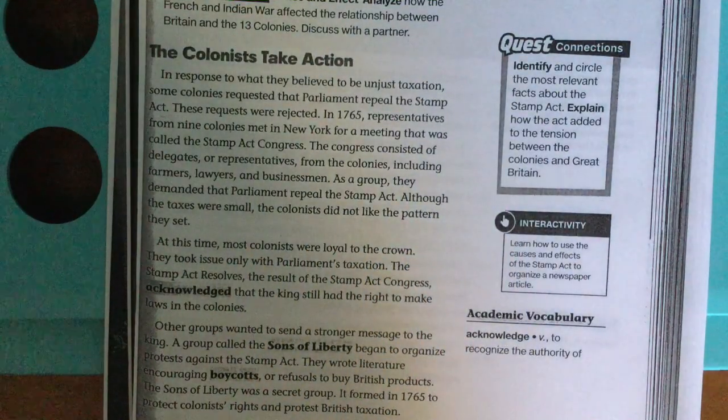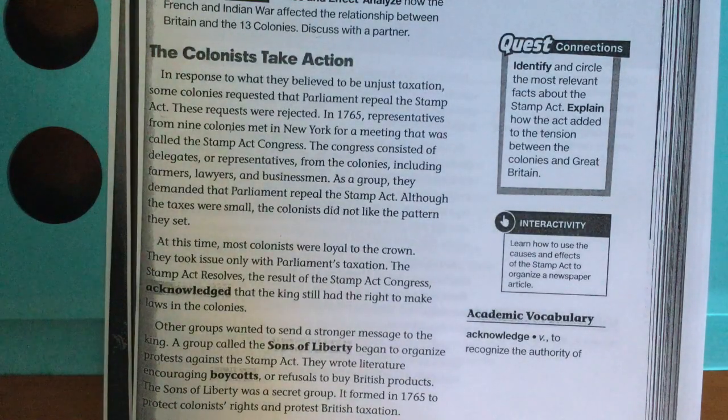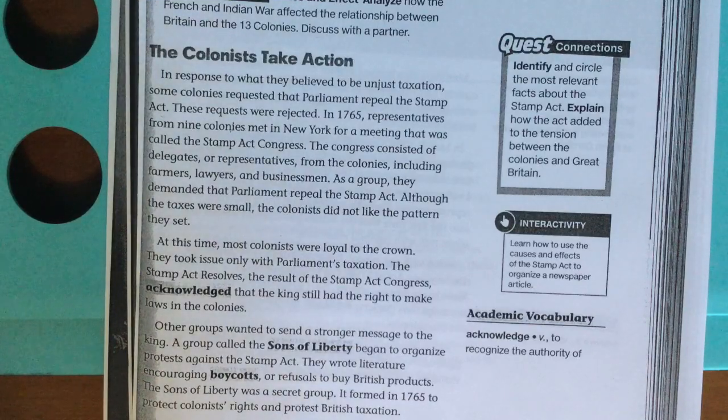Although the taxes were small, the colonists did not like the patterns they set. At this time, most colonists were loyal to the crown, meaning they backed the king. They took issue only with Parliament's taxation. The Stamp Act Resolves, the result of the Stamp Act Congress, acknowledged that the king still had the right to make laws in the colonies.